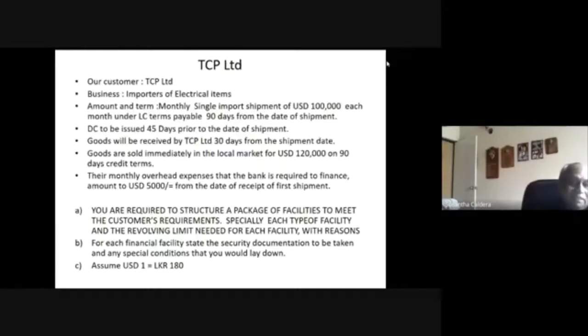Then what is the third facility? Facility number 3. What should be given? We have to settle the acceptance payment after 2 months, right? What do we need for that? Revolving import loan facility. Very good. Facility number 3, revolving import loan facility to settle accepted bills.